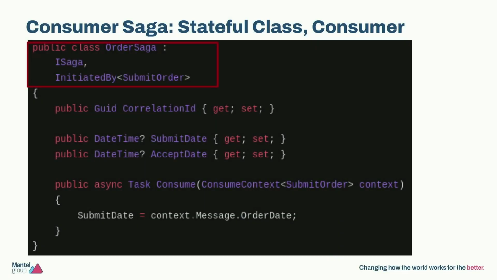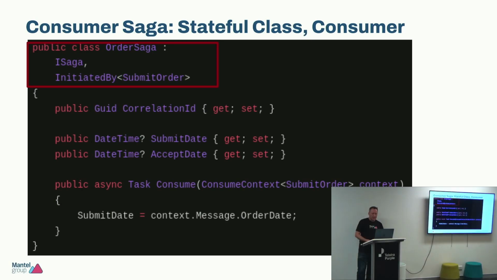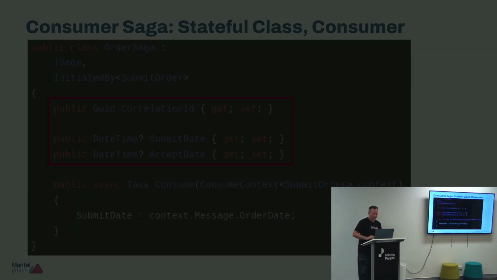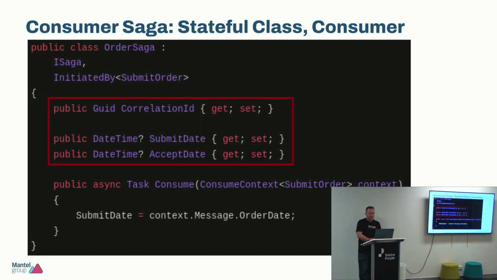The next thing we're looking at is a saga. To make a saga, you implement or extend ISaga, and you put the InitiatedBy at the top there, which says this is the message type that starts off this saga. Then you put some state.